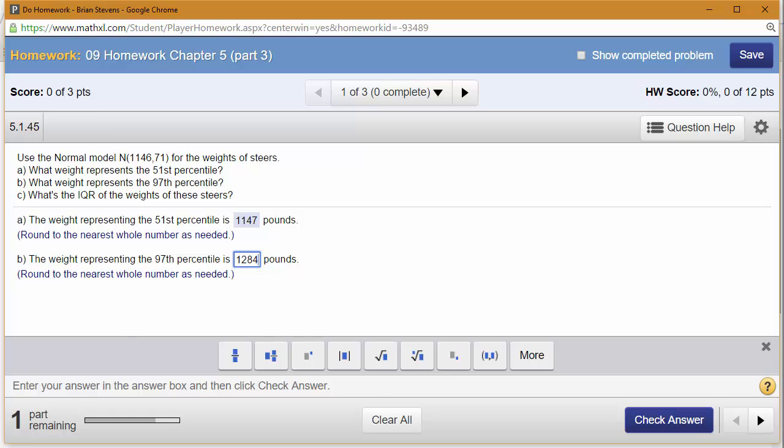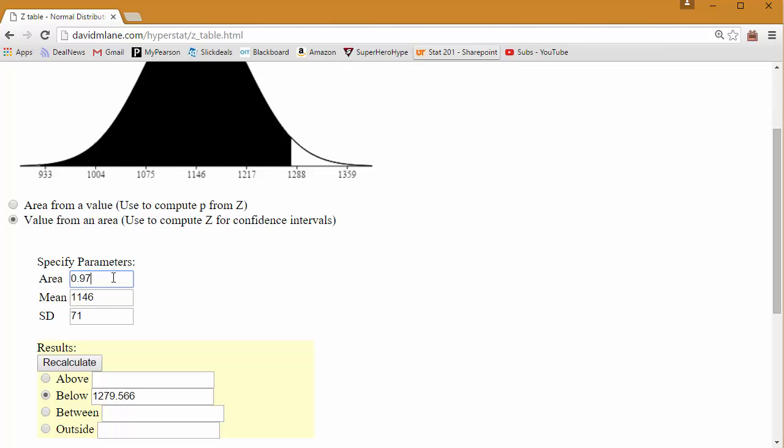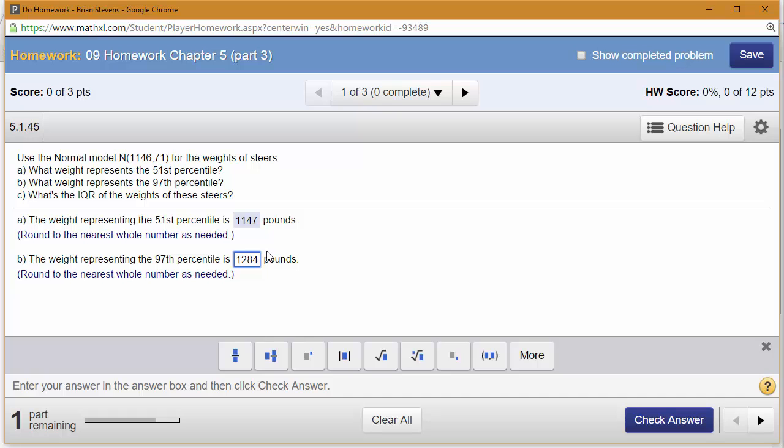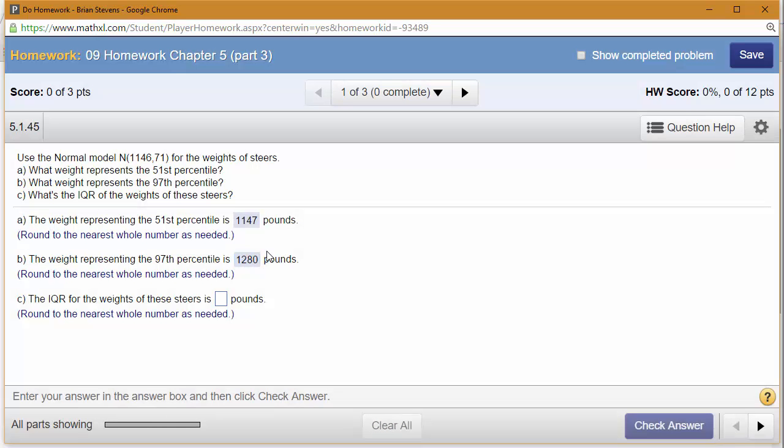So this is the important part. If you can kind of understand what you're going to get before you enter it in, you know you understand the normal rule, or the empirical rule, excuse me. And I was wrong, but I was close. So it rounds to 1280. So let's put back in here 1280. Close, but no cigar. Now we need the IQR.